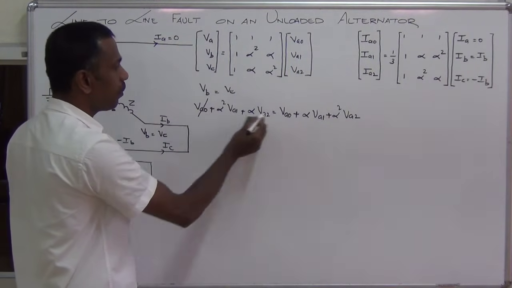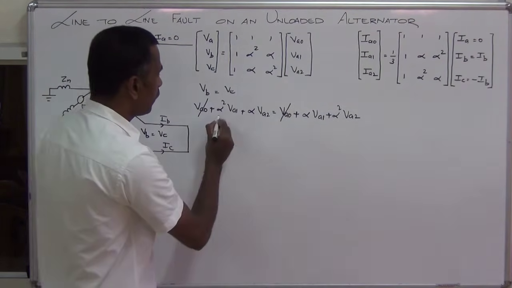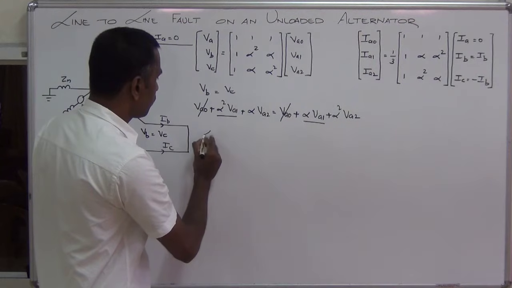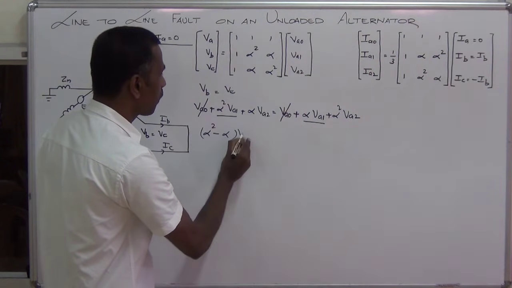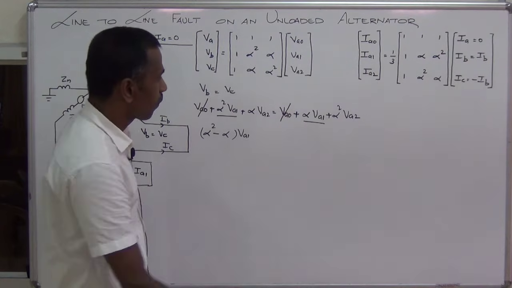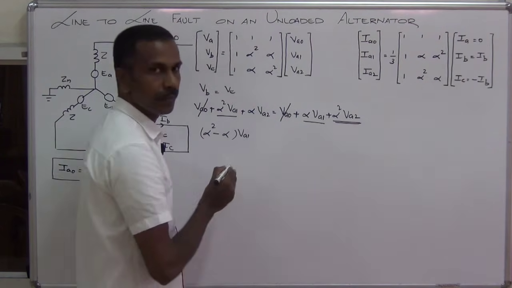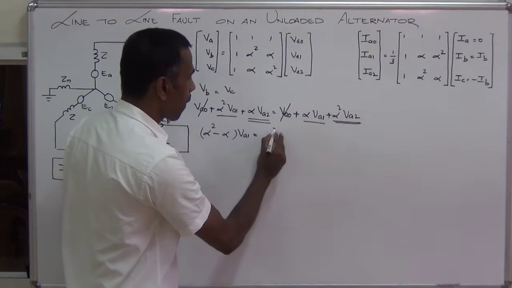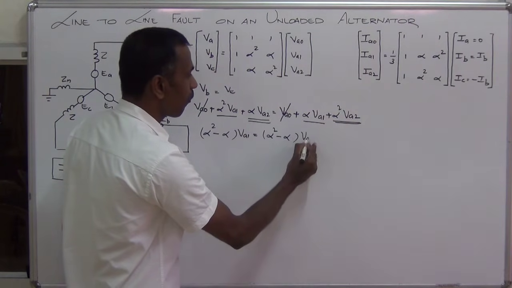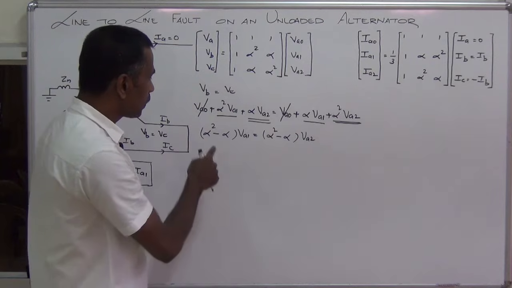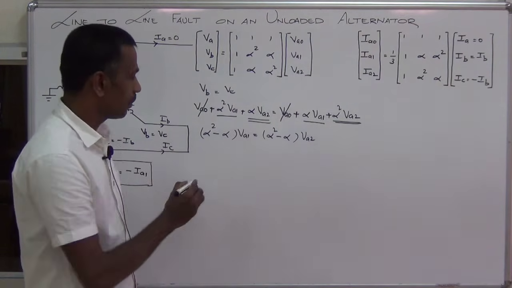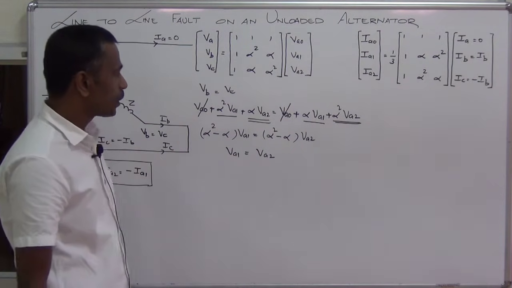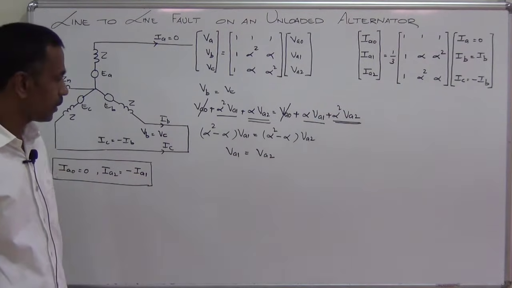Here VA0 will be getting cancelled, and this is alpha square VA1, this is alpha VA1. So alpha square minus alpha into VA1. This is alpha square VA2. This is alpha VA2. So this is equal to alpha square minus alpha into VA2. So this alpha square minus alpha will be getting cancelled. So we can write VA1 equals VA2. The positive sequence voltage equals negative sequence voltage.